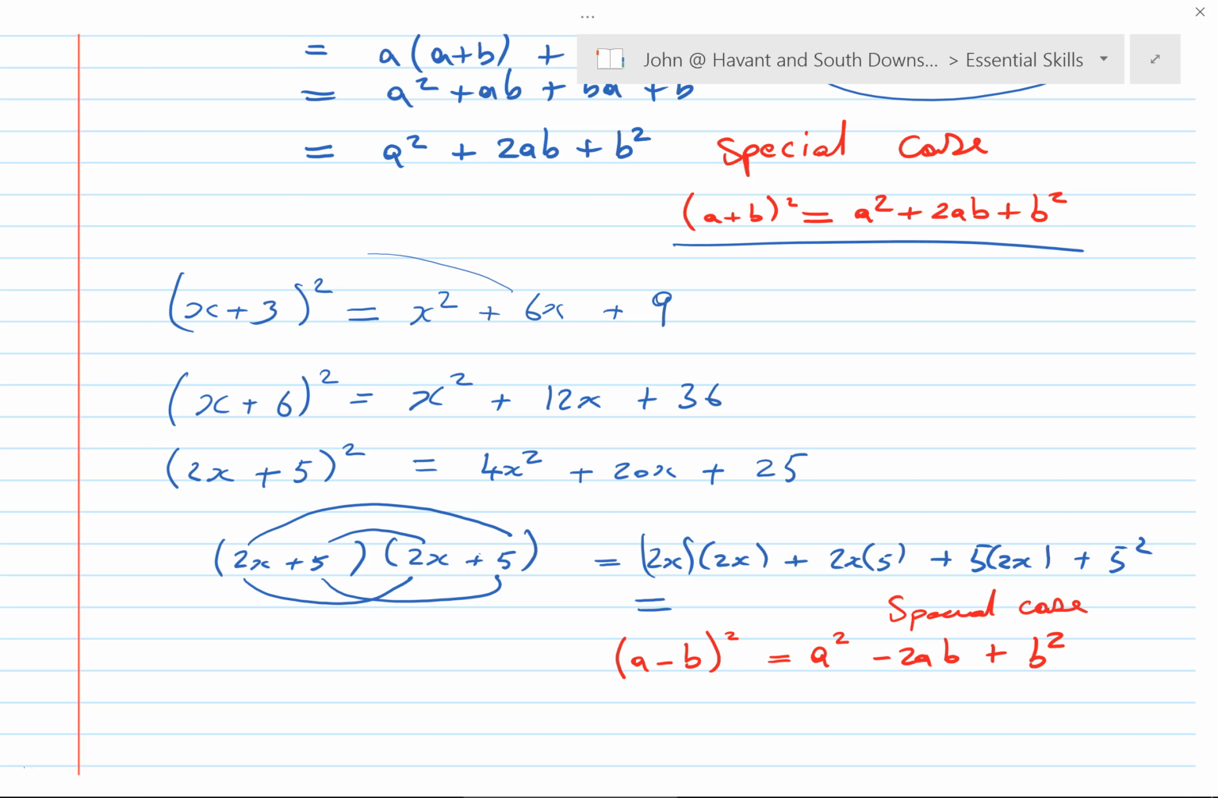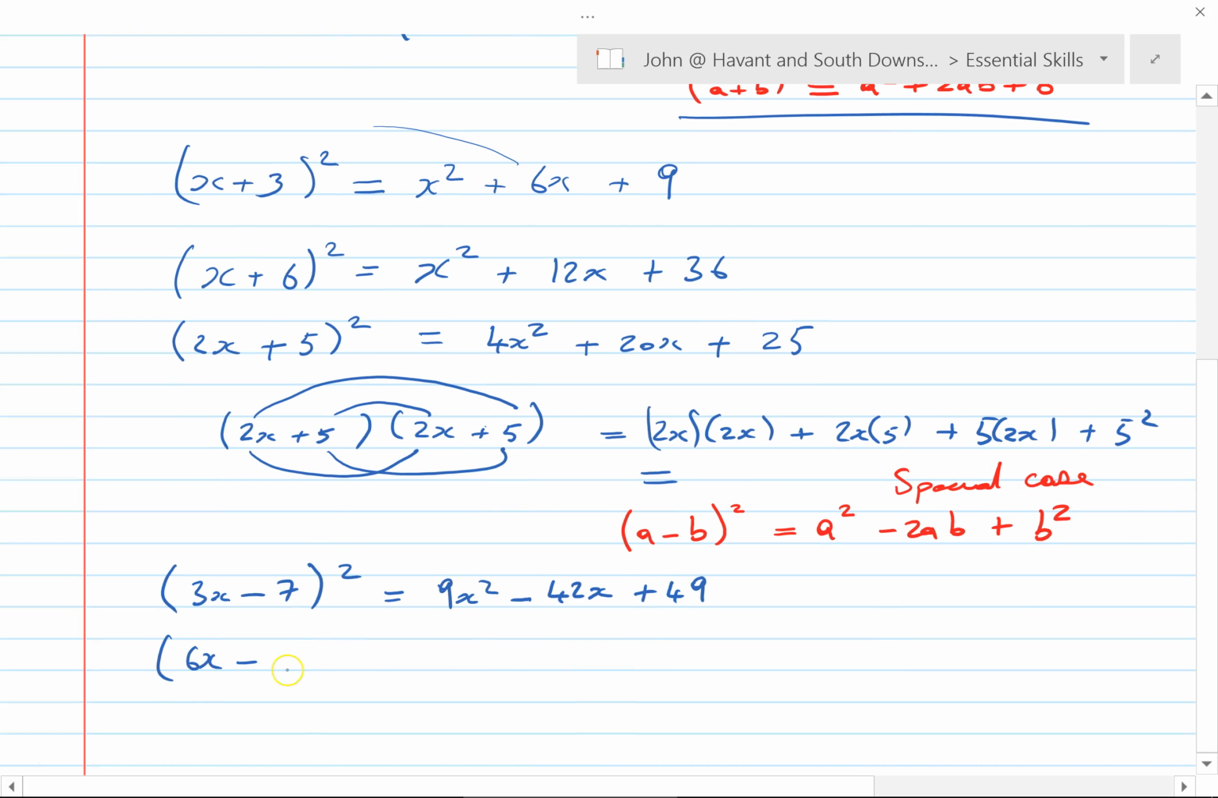So for example, when we're looking at something with a negative in, it's 3x minus 7 squared. Same idea, square that, that's 9x squared. Don't forget to square the 3. These two multiplied together, which is 21, but double it, and because we've got a negative, that's minus 42x. And then this squared, but don't forget it's positive, of course, because negative 7 squared is 49. Let's do another one. 6x minus 3 squared. You just square that, that's 36x squared. Those two multiplied together are 18x, double that, that's 36, but it's minus 36x. Minus 3 squared, 9. Again, this special case used.